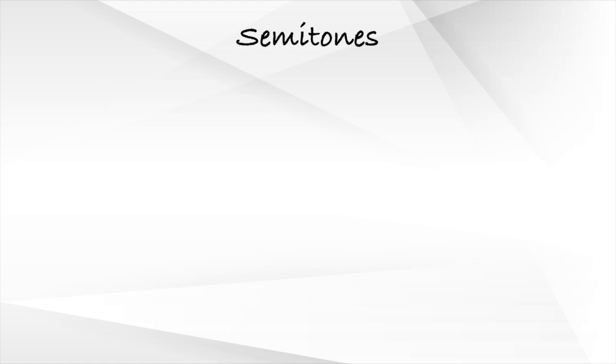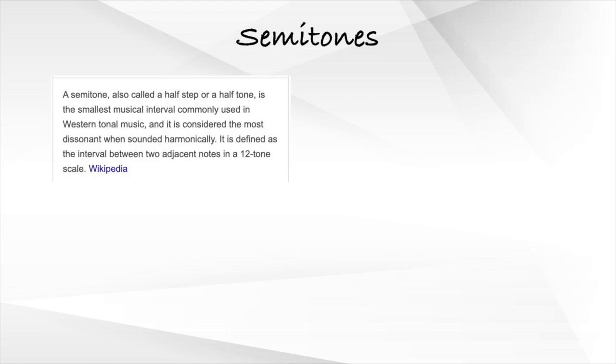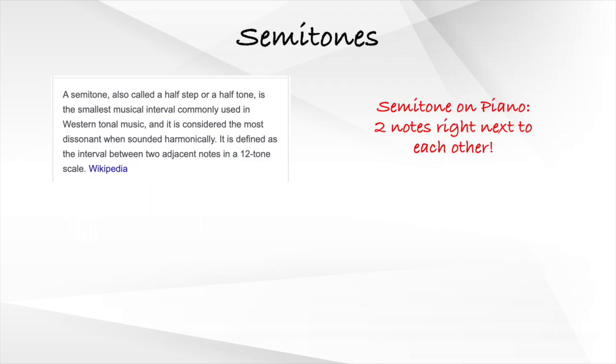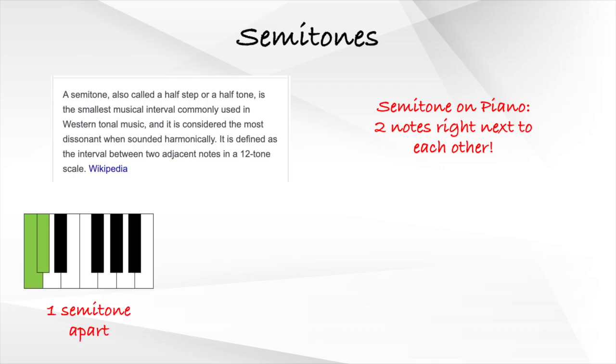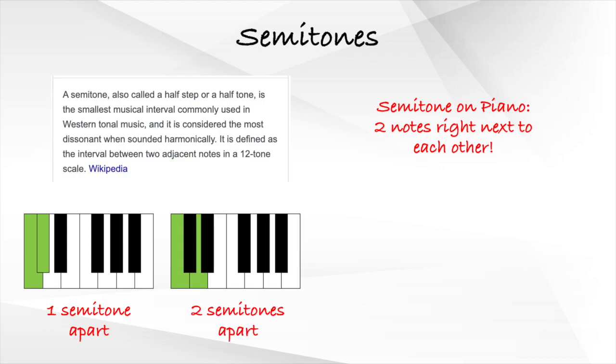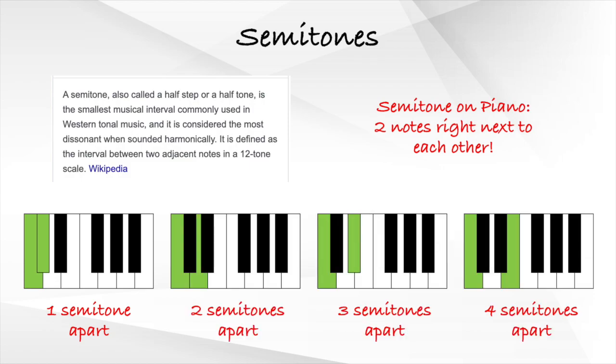Before we dive into these methods, we need to be familiar with the concept of semitones. A semitone, also known as a half step or half tone, refers to the smallest musical interval in Western tonal music. On a piano, two notes that are right next to each other are one semitone apart. For instance, these two notes are a semitone apart, as they are right next to each other. These two notes are two semitones apart, and these two are three semitones apart, and so on.